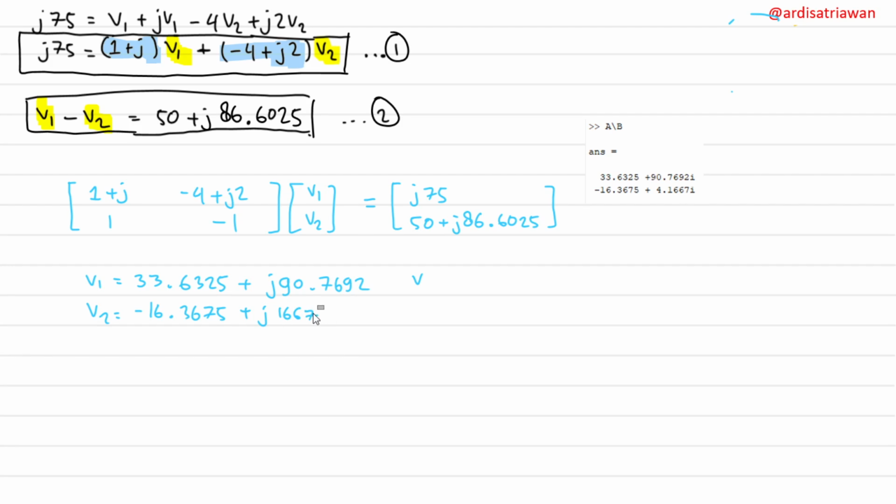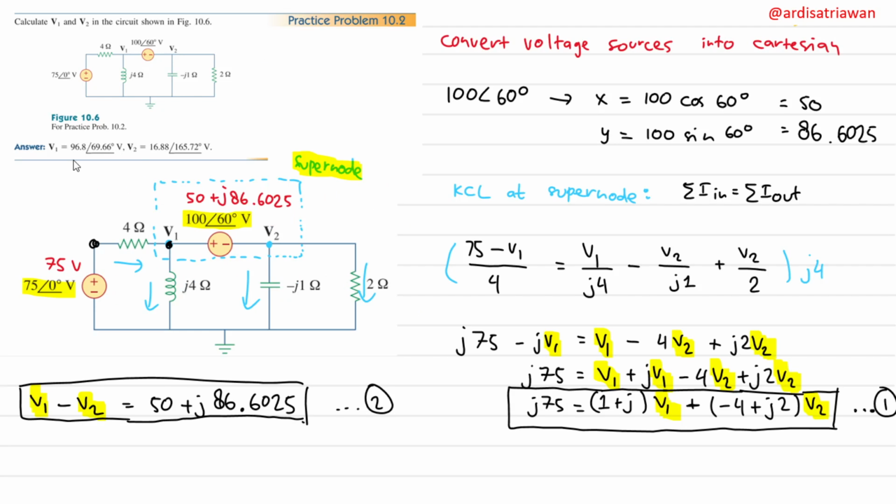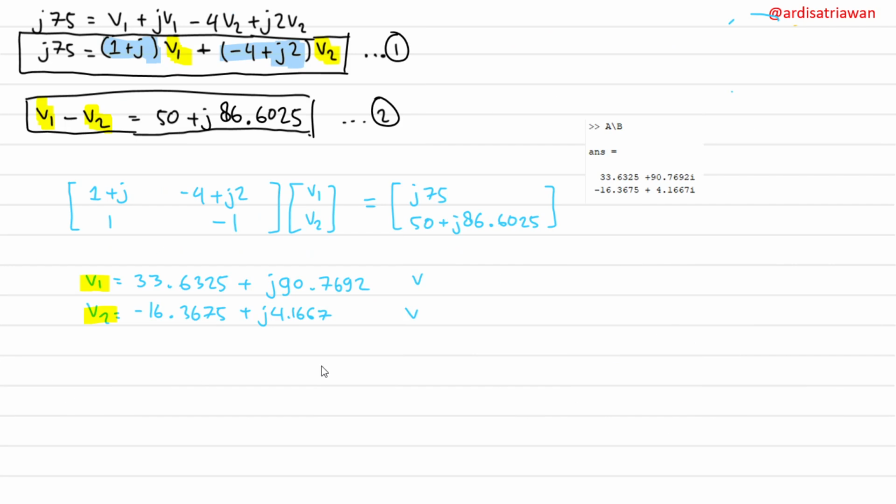Okay, so we have this value. This should be the final value of V1 and V2, but in the problem the answer is given in polar coordinates, so we'll have to convert this into polar coordinates. So let's convert this.